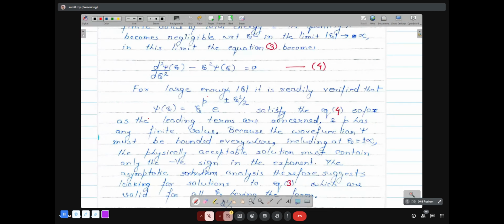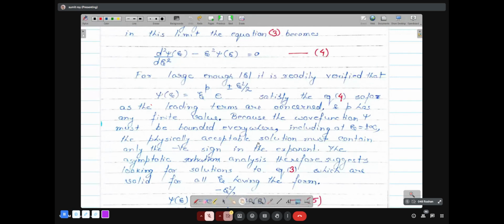Now this constant is also not a constant. It is a function of zeta: zeta to the power some value, it may be 2, 3, 4, anything, and then exponential plus or minus zeta square by 2. The variation is something like this. This has been solved by some mathematics, and we are writing this solution. Now, this is a solution of equation 4. So obviously, this will satisfy equation 4.